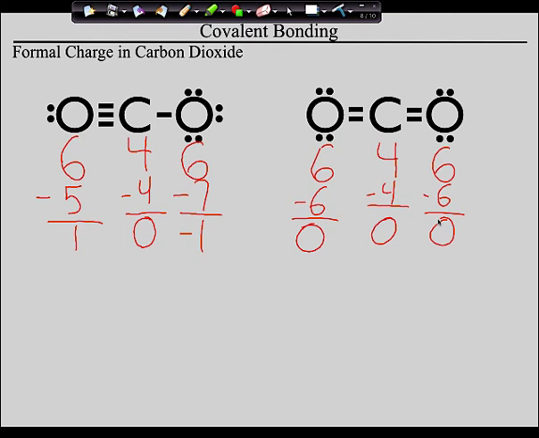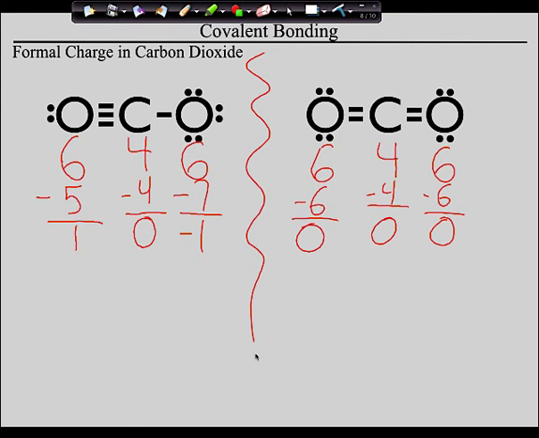Now, guys, this is important. You need to be able to communicate which one of these molecules is favored. So, given the calculations that you just did, which of these molecules is going to be favored? The one on the right or the one on the left? The one on the right. But how do you communicate that? And guys, this is not how to do it. You would not say the structure on the right is favored because the formal charge is 0.